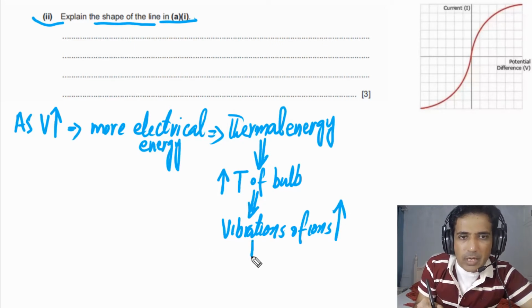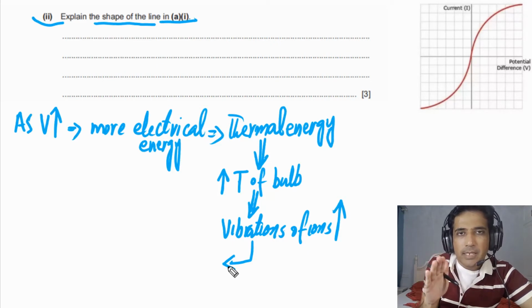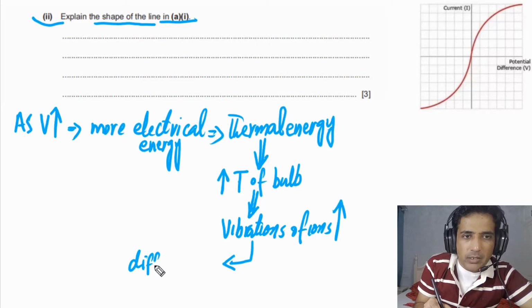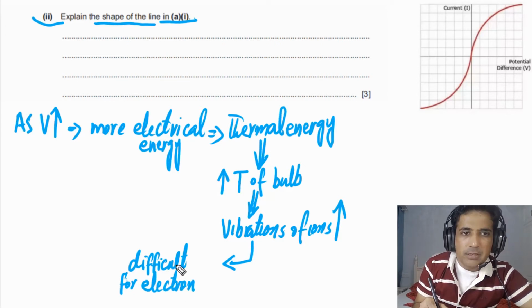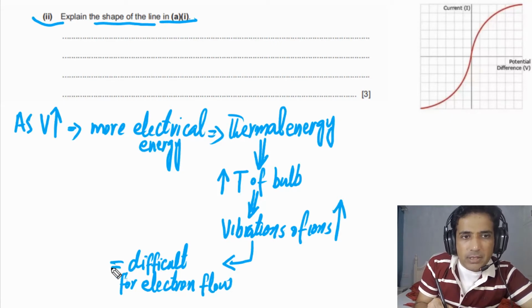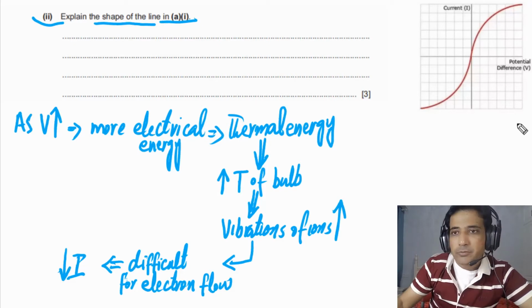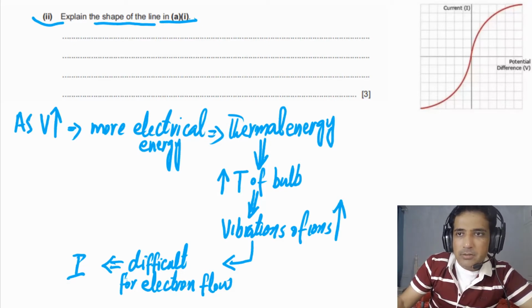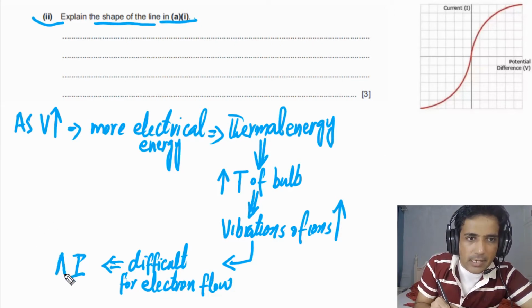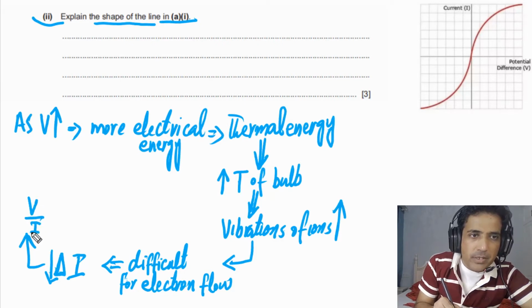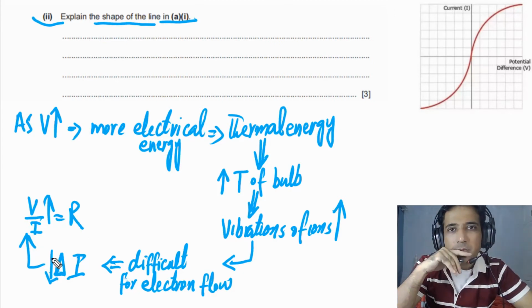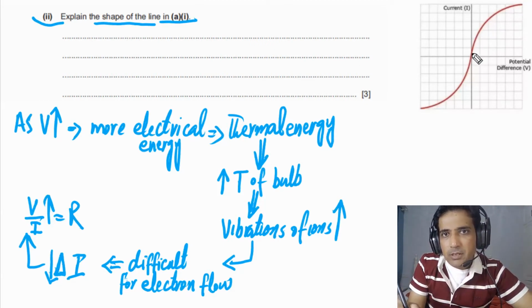As vibrations of ions increase, it becomes difficult for electrons to flow. Electrons cannot flow easily. As electrons cannot flow easily, it means the rise in current decreases. A better way to say this is that the rise in current with voltage decreases. So delta I, the rise in current with V, decreases. It simply means that the ratio between V and I increases, and this ratio is equal to resistance. That's all you need to understand to answer this question. And now if you look at the shape of this curve, you can see the gradient of this curve decreases.